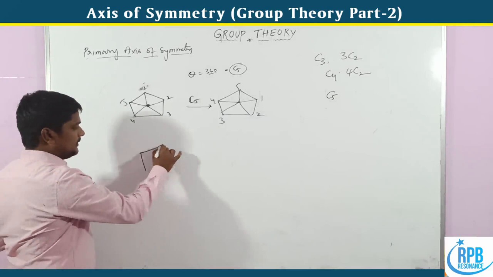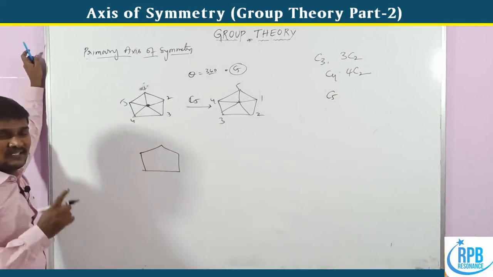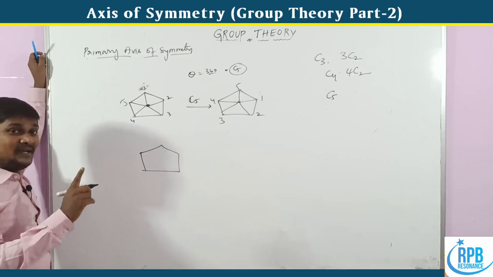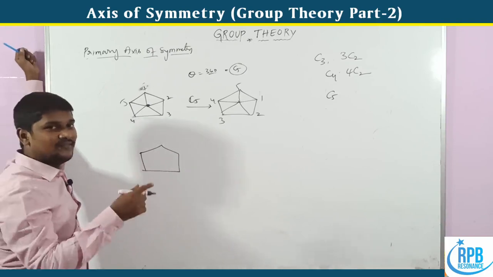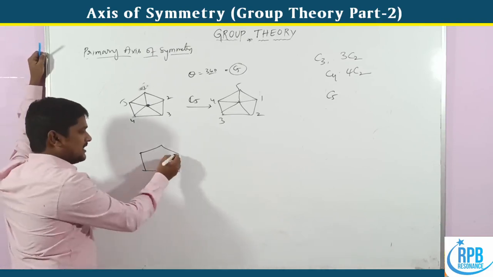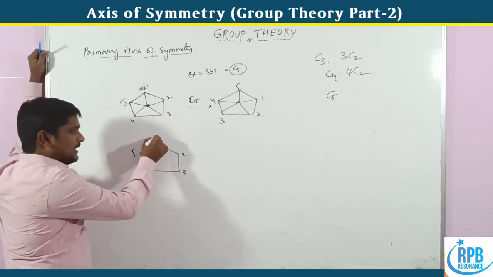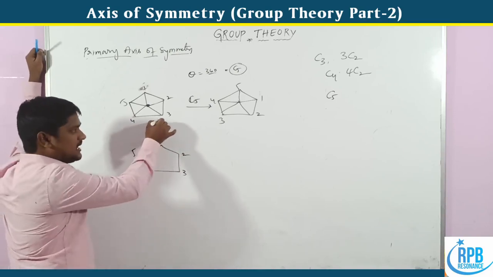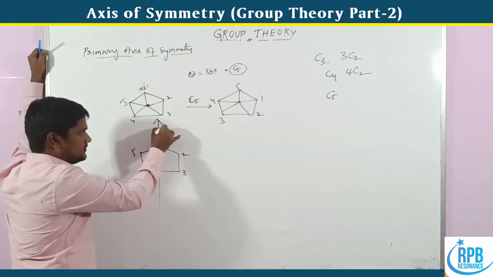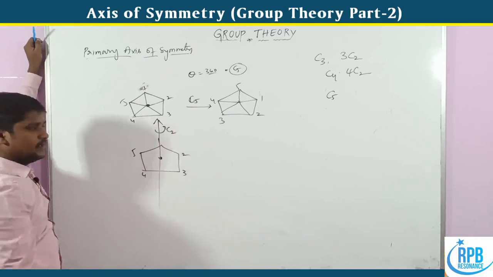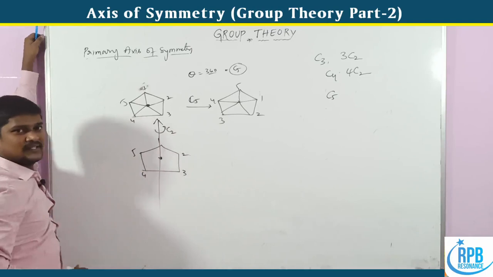Again, if a C5 axis of symmetry is there, then how many types of symmetries are present? That is the question. Or, how many different kinds of subsidiary axes are there? That is also another way of asking the question. Now here, 1, 2, 3, 4, 5. Can you imagine an imaginary plane through the central atom and the first atom? So this is one kind of subsymmetry. It produces 2 to 5, 5 to 2, 3 to 4, 4 to 3. That is one subsymmetry.